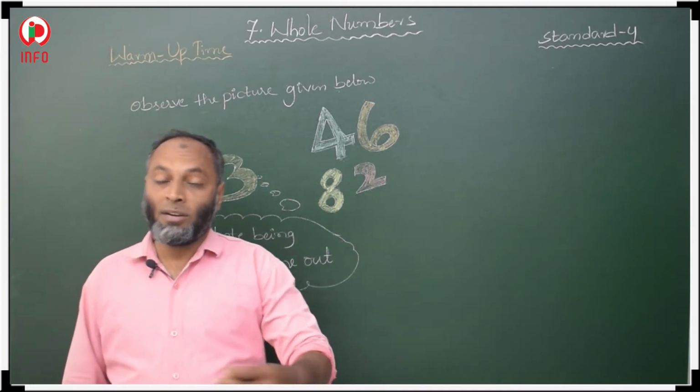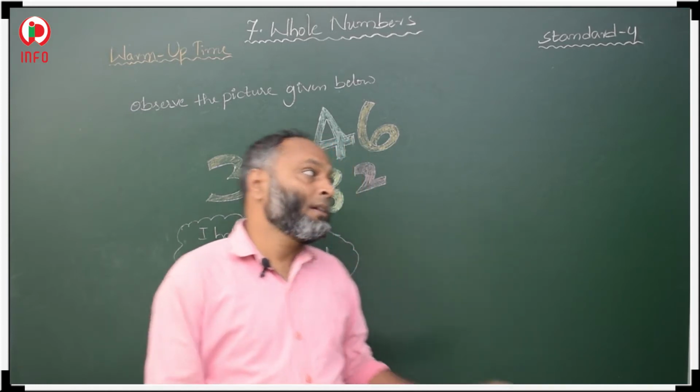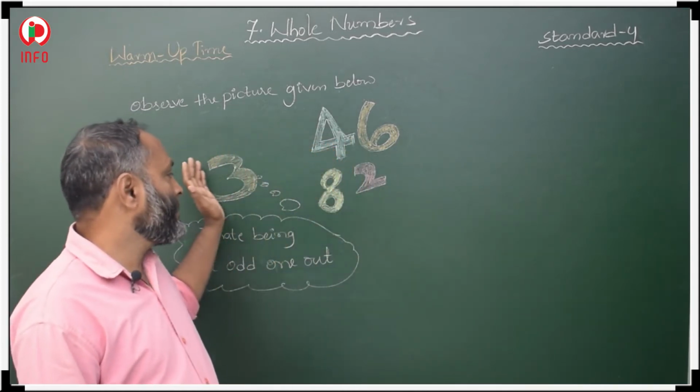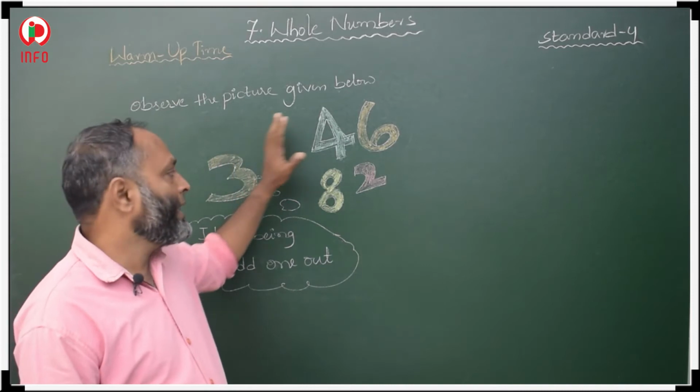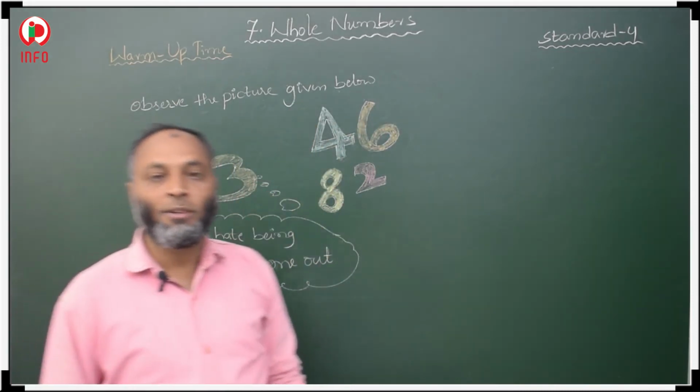After that I will give the definitions of even numbers and odd numbers also. Here, in these 5 numbers, 3 is an odd number so we keep it aside, and the even numbers we keep in one group. Okay students.